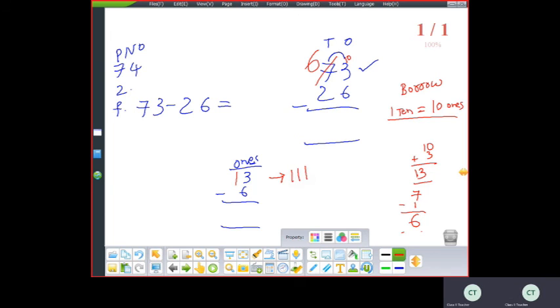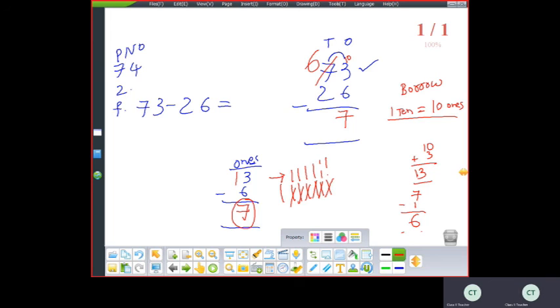1, 2, 3, 4, 5, 6, 7, 8, 9, 10, 11, 12, 13. From 13 lines, we cut 6 lines: 1, 2, 3, 4, 5, 6. After cutting 6 lines from 13 lines, there are 1, 2, 3, 4, 5, 6, 7. 13 minus 6 is 7. This answer 7 we write in the 1 place.